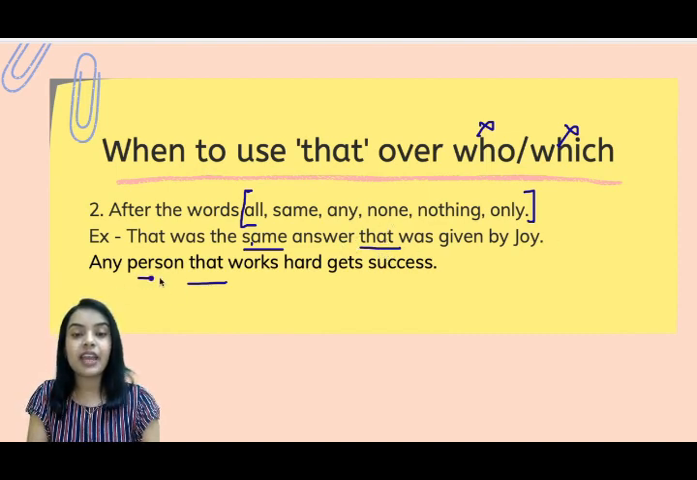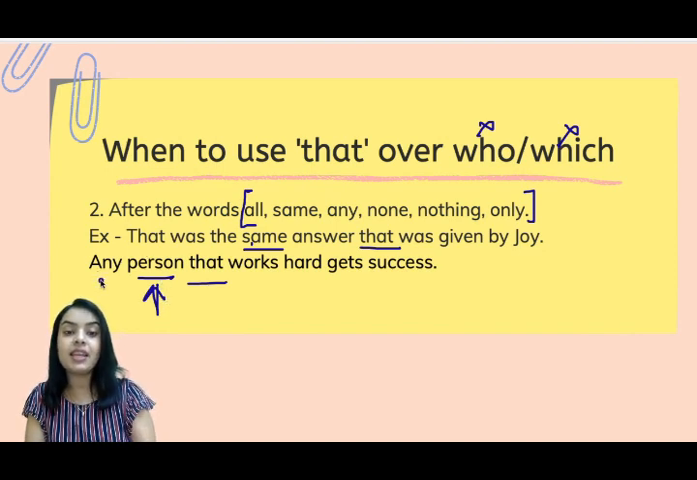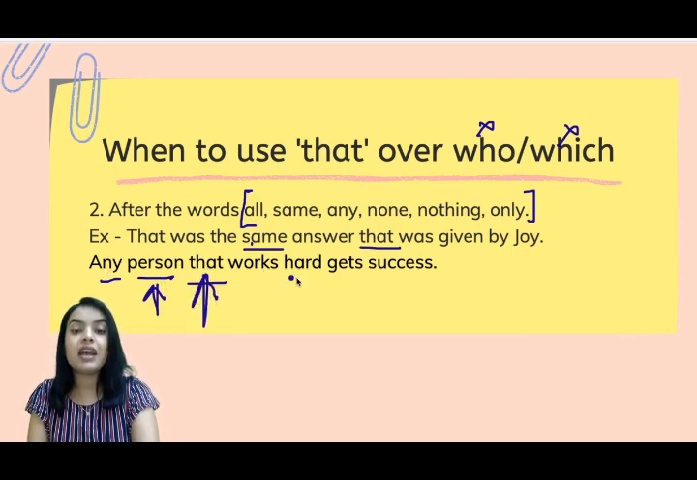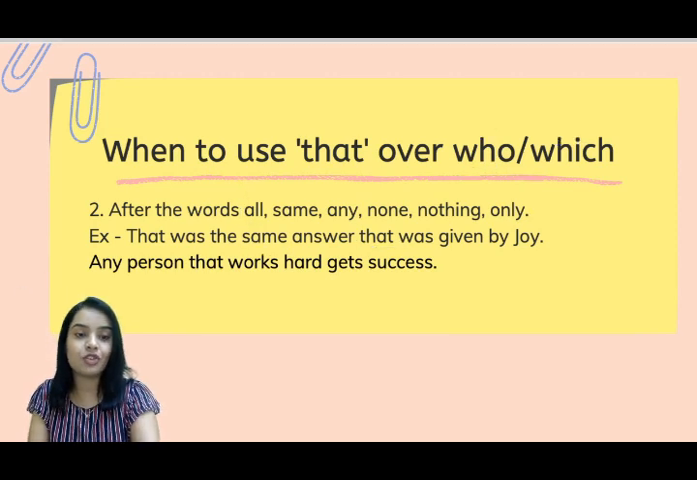Any person, again I'm talking about a person, but I'm not just saying person, I'm saying any person, because of this determiner any that's present with my antecedent. And how do I know person is the antecedent? Because I'm using a relative pronoun. So any person that works hard gets success. In this case again that is used, I cannot use who. This is the second condition.